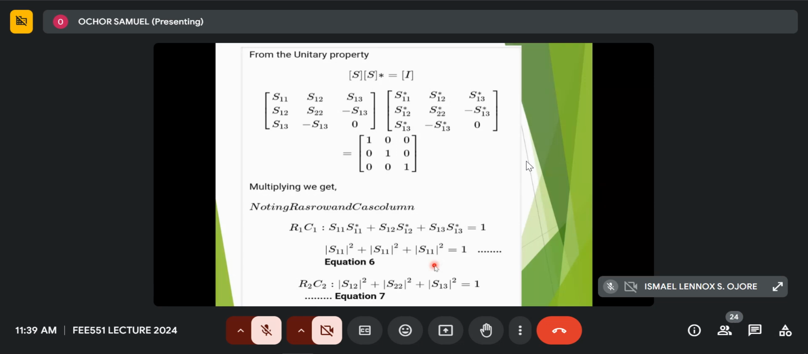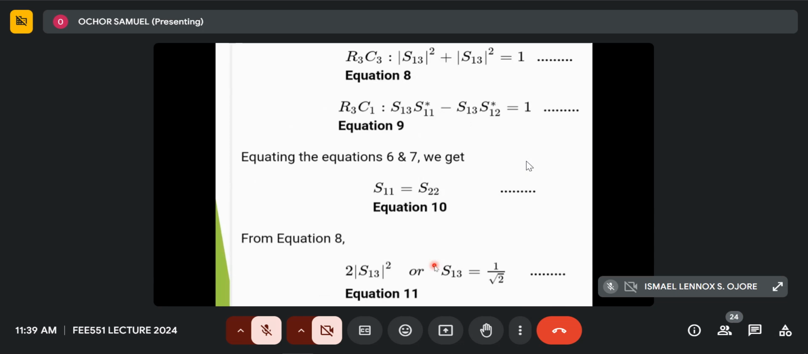Let's go to the next slide. And that is what equation 10 is showing, that if you subtract the two equations, we are going to get S11 is equal to S22. Still, we are slowly eliminating those many elements.